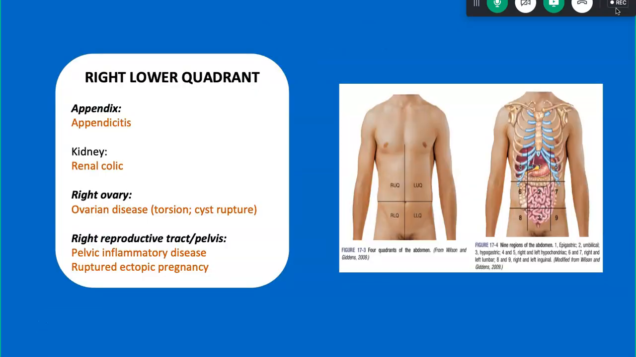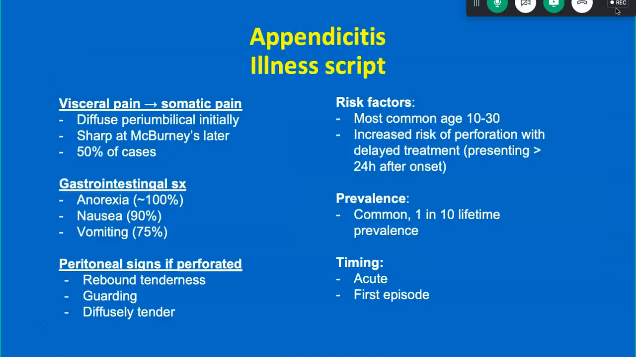Right. So we're going to move down to the right lower quadrant. And once again, I want to remind you that there can be some overlap in terms of the location of some of these disease entities. So the appendix, think about the appendix in the right lower quadrant, the kidney, the ovaries, and other parts of the female reproductive tract. So first I'll talk about appendicitis.